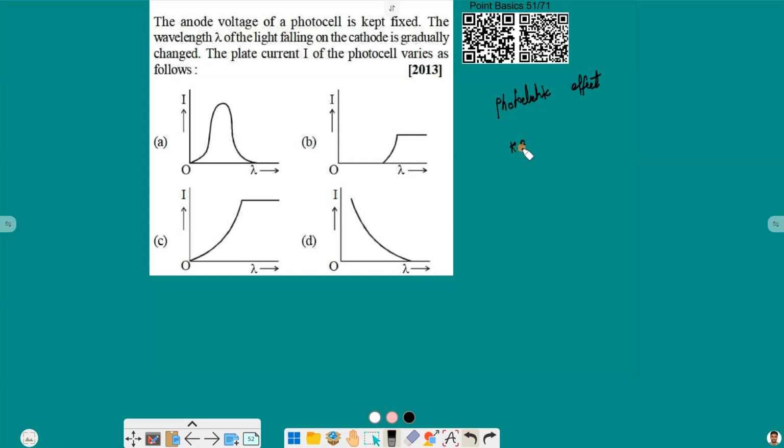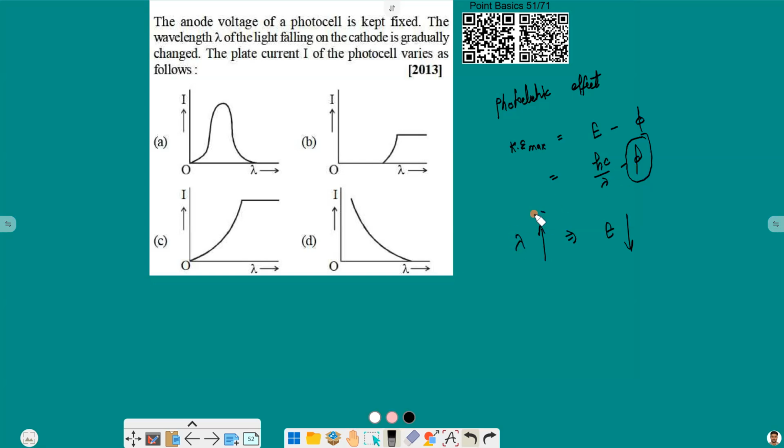We have maximum kinetic energy is equal to energy of the incident photon minus the work function, and that is basically hc by lambda minus phi. So what happens here? It is mentioned that wavelength is changed. So let us say first we are increasing the wavelength. If we are increasing the wavelength, energy of the photon will reduce, because energy and wavelength are inversely proportional. So after a certain value, the energy of the incident radiation will be less than the work function. So there will be no electrons ejected, and if no electron is ejected, current will stop.